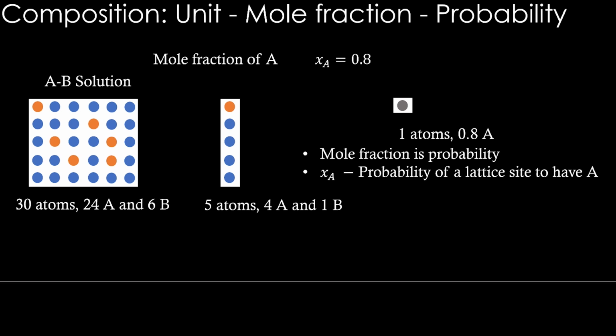So mole fraction is actually a probability. You see, the total is going to be 1, right? In that, how much is A? That's the question we are asking. So this is essentially a probability. X_A is the probability of a lattice site to be occupied by an A atom. There is an 80% chance for a particular site to be A in this solution where we have 24 A and 6 B atoms. So mole fraction can be understood as a probability. This sort of understanding is also important as we go along.